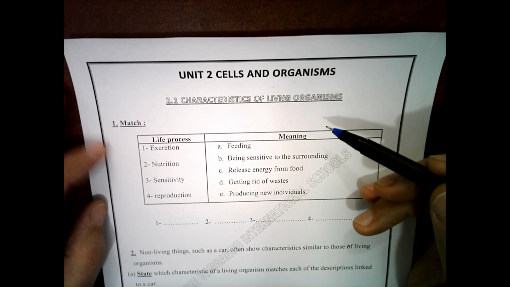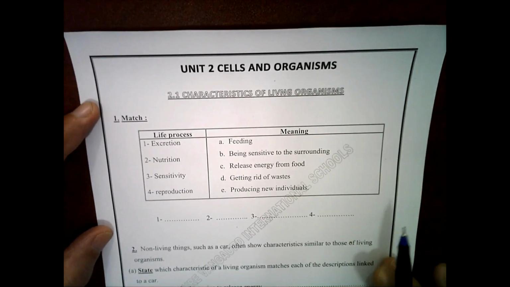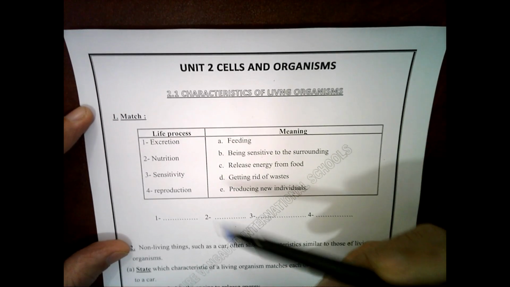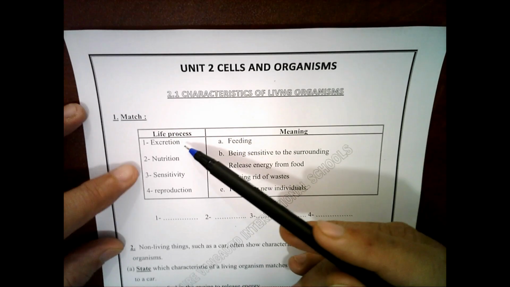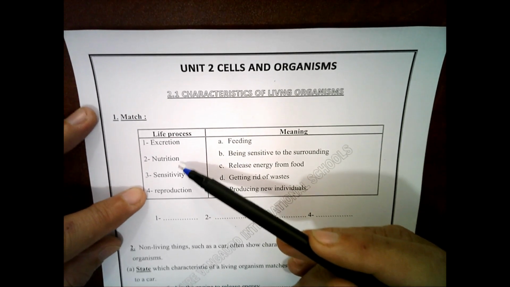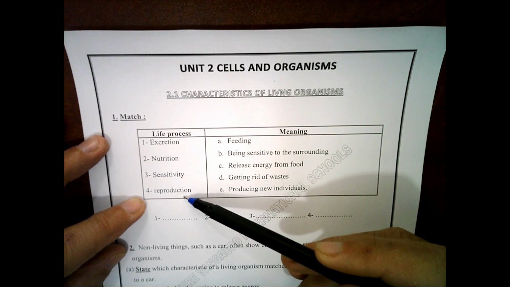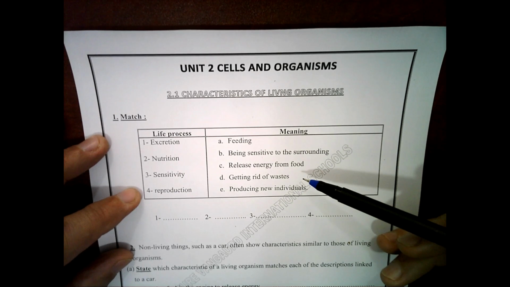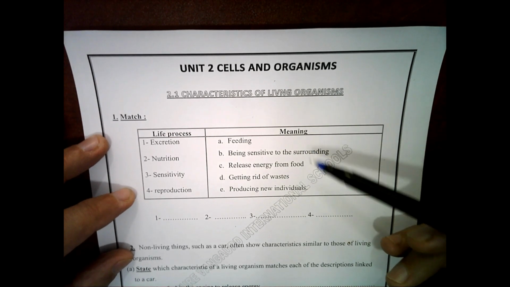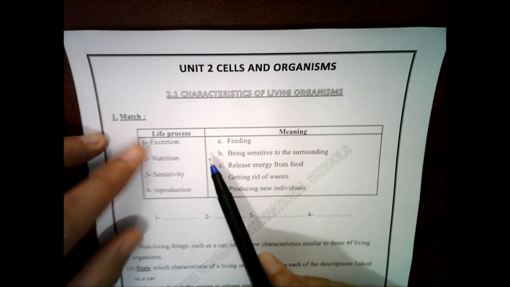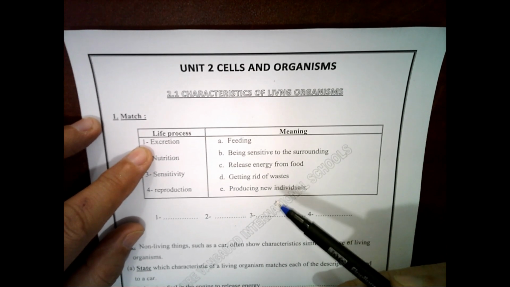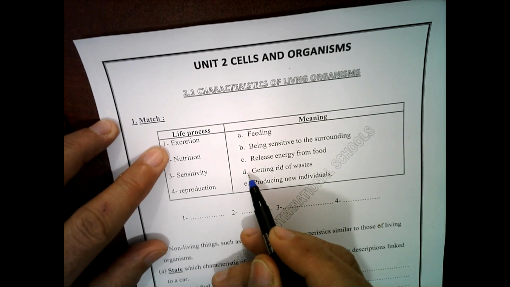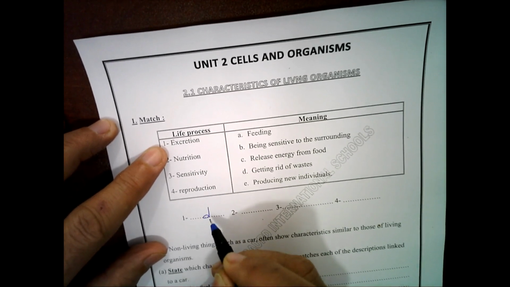Let's start with question number 1. Match. Here in this table, there are 4 life processes: excretion, nutrition, sensitivity, reproduction. Here is the meaning of each one of them. Okay, let's match. What is meant by excretion? The meaning, yes, getting rid of waste. So 1 with D.